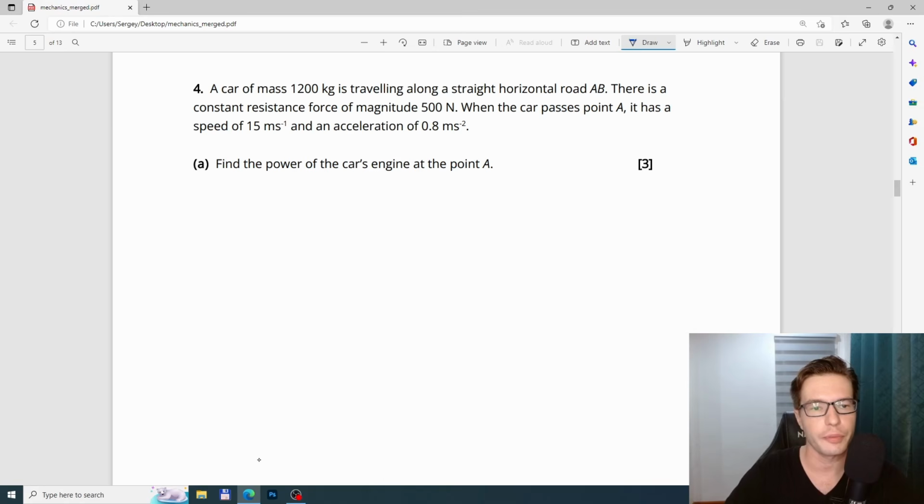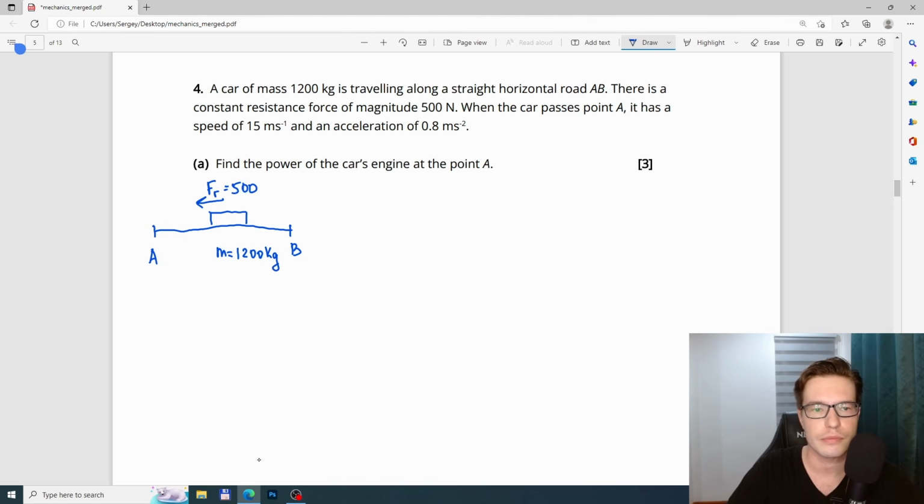Okay, next question is about power, and I will again start by drawing the diagram, although it might be unnecessary in that case. Got the road AB, the car. The mass is 1,200 kilograms. That's a resistance force. And the velocity at A equals 15 meters per second. Acceleration is 0.8. And we're looking for the power.